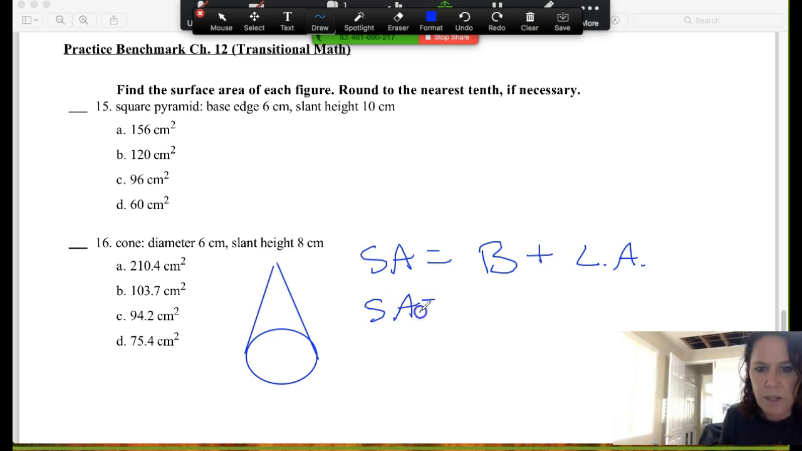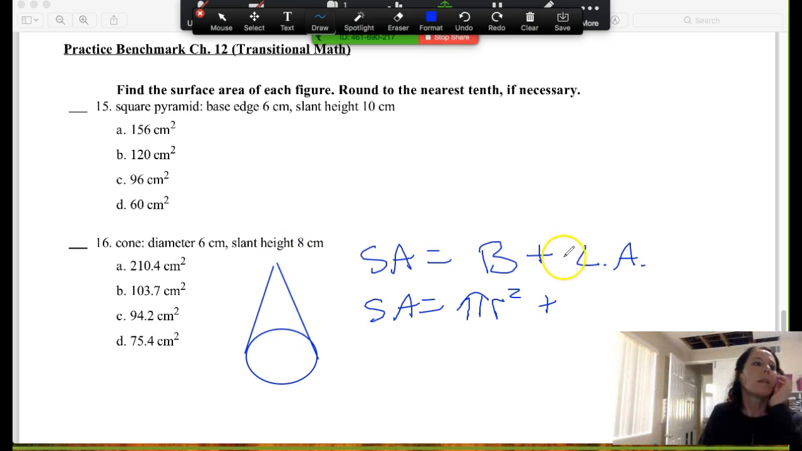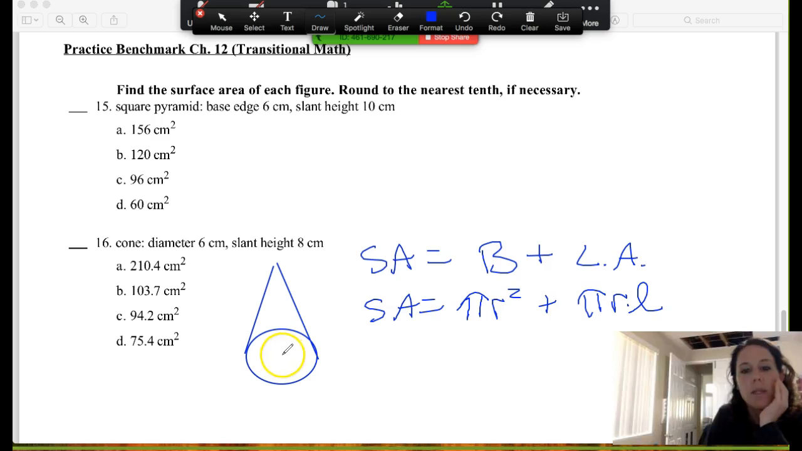So the surface area is going to be, the area of the base is pi times the radius squared, plus the lateral area for the cone is going to be pi times the radius times the slant height. Okay, so do we know the radius? They told us the diameter was 6, so our radius is going to be 3. They gave us the slant height, which is 8. That's not the height of the cone. You have to have the actual height of the cone to figure out the volume. Okay, we're not looking at volume, we're looking at the slant height.